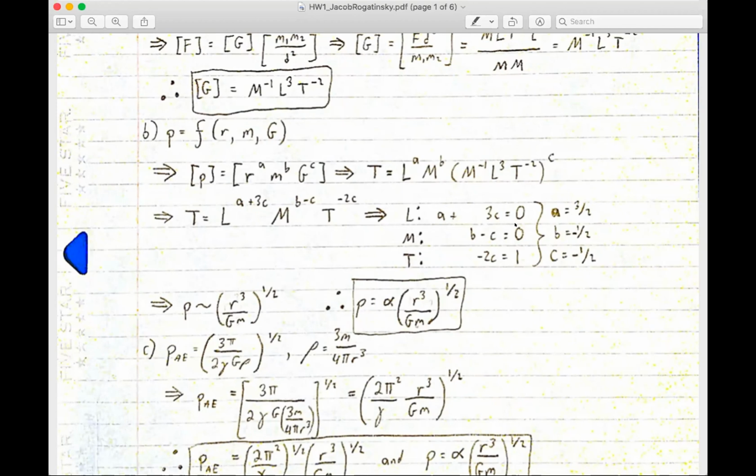Then we can make a system of equations: 3 equations, 3 variables. We get the straightforward answer. We can plug that into our original equation, and we get that the period scales with R cubed over GM to the 1/2.